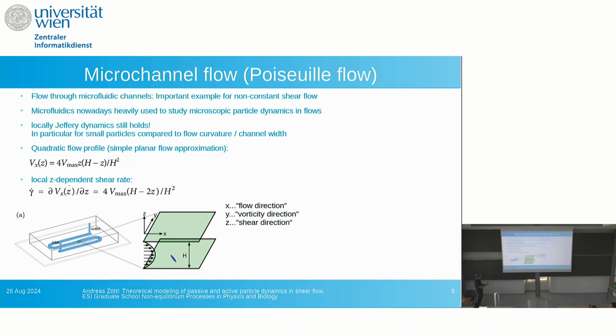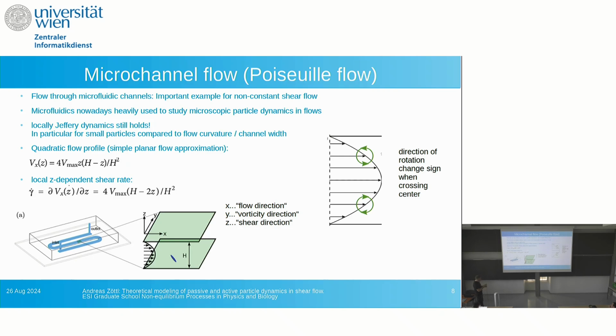So in the center there is no shear, at the wall is the highest shear, and at the center the ellipsoid will not rotate, but closer to the walls it would rotate much faster. What is also of course important is that when you go from the bottom half to the top half, the sense of rotation changes because the sign of the shear changes. So here you rotate in this direction and here in the other one.